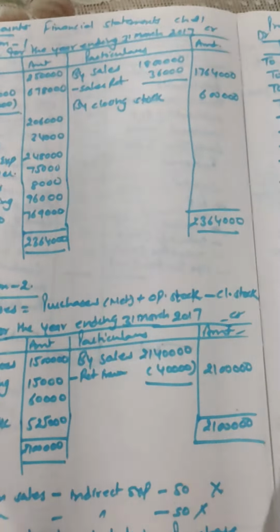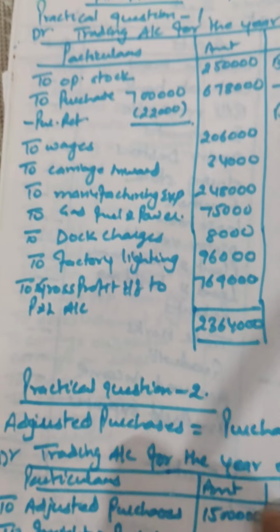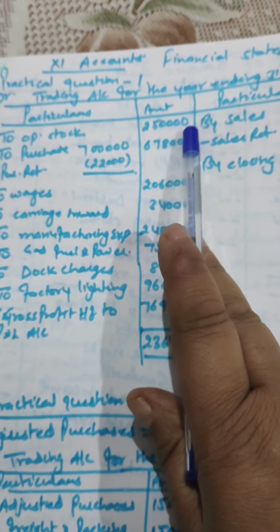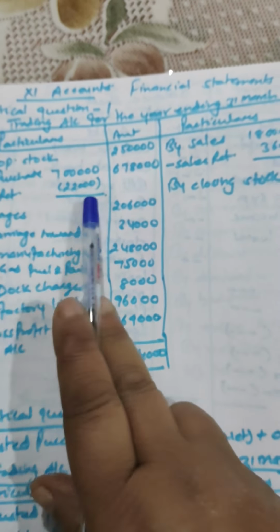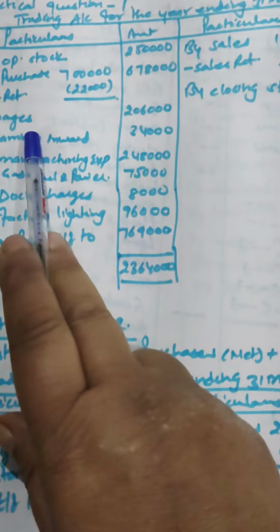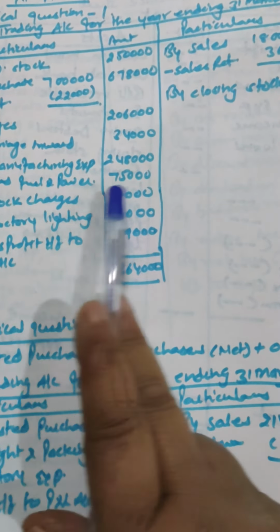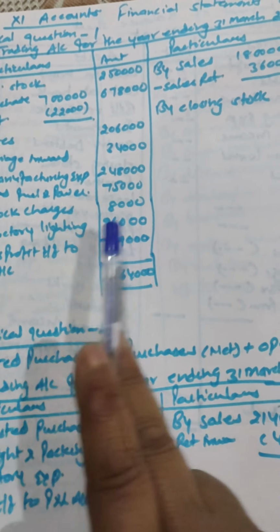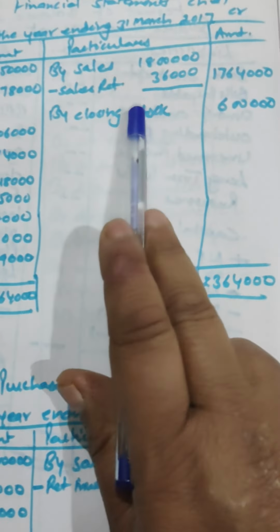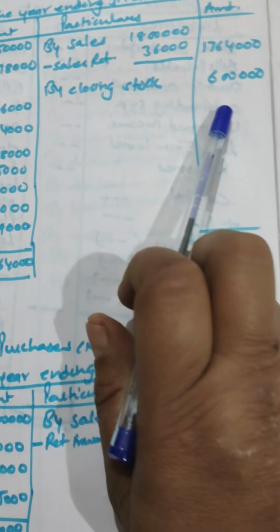Now practical question number 1. We'll discuss practical question number 1 here. In practical question number 1, first of all, opening stock is written. It is written over here. Then purchases minus purchase return, the balancing figure 6,78,000, will be written over here. Wages will be written over here. Carriage inward, manufacturing expenses, gas, fuel and power, dock charges, factory lighting. In credit side, sales minus sales return and closing stock.